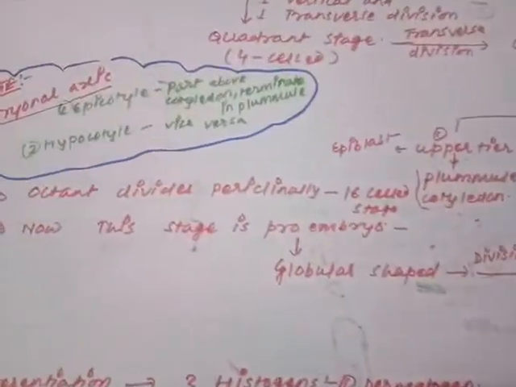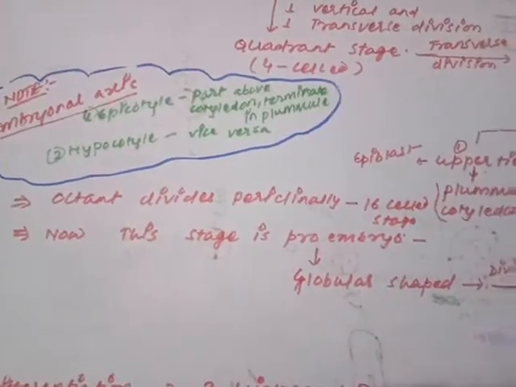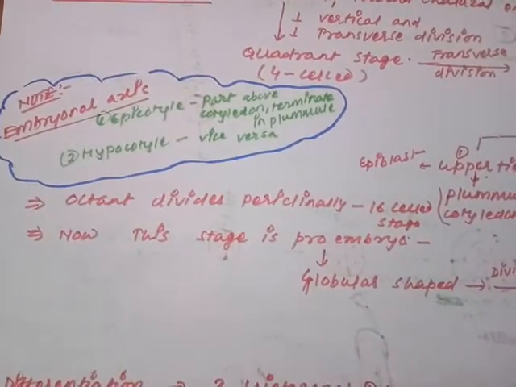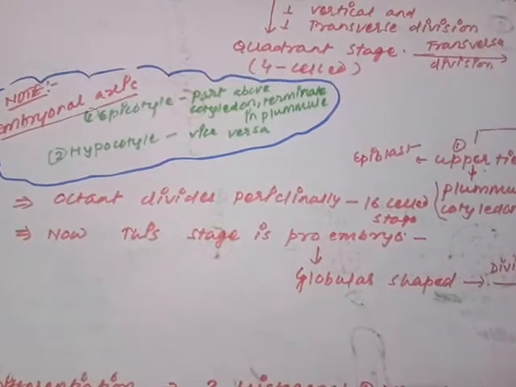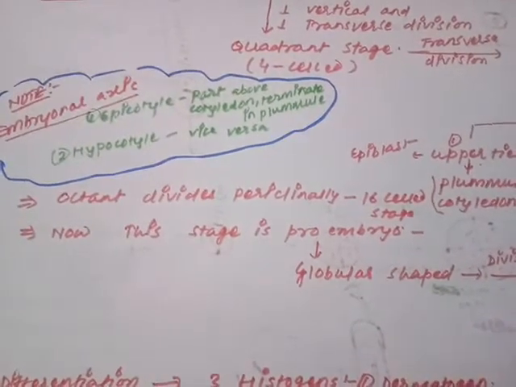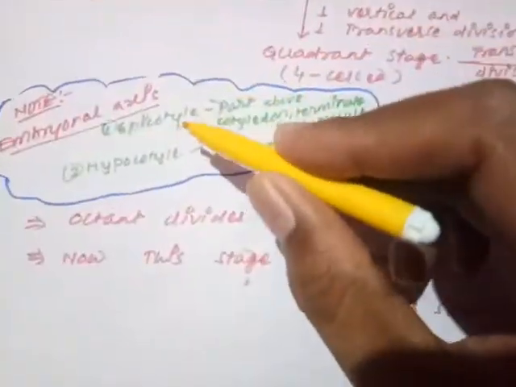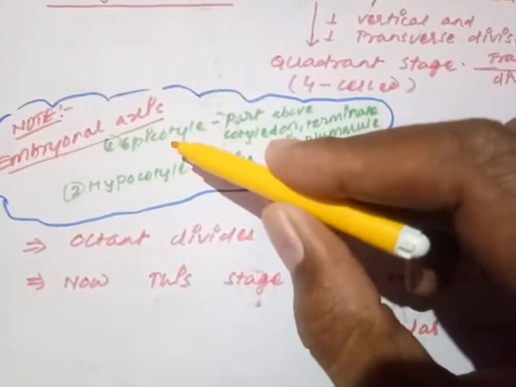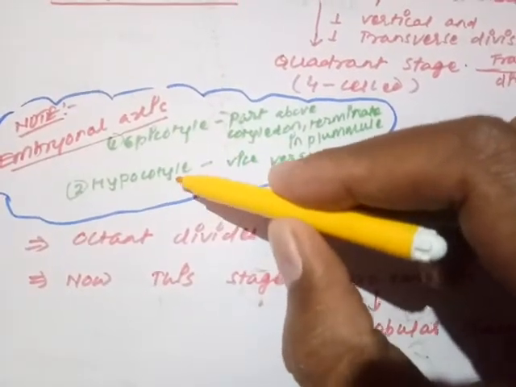One more important thing, the embryonal axis concept. Embryonal axis is the axis from which the embryo is developed. That embryonal axis has two different regions. Embryonal axis is divided into two parts. One part is called epicotyl, and another one is called hypocotyl.